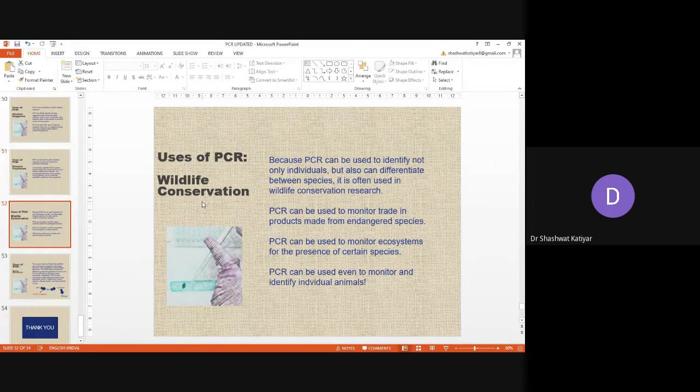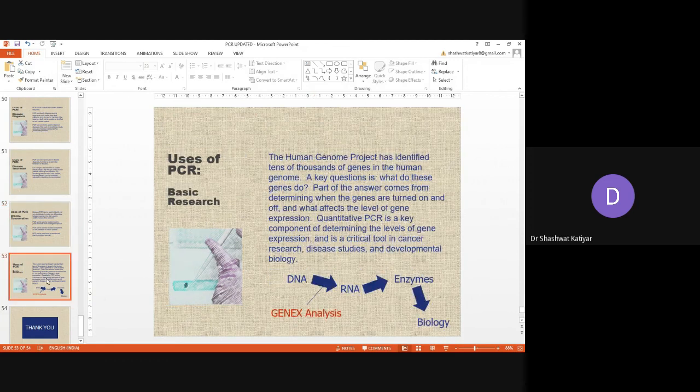And wildlife conservation. It can differentiate between species and is often used in wildlife conservation research. PCR can be used to monitor trade in products from endangered species. PCR can be used to monitor the ecosystem and the presence of certain species, and it is also used to monitor and identify individual animals.